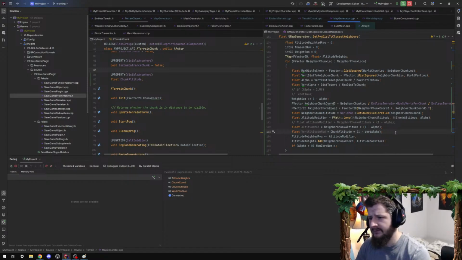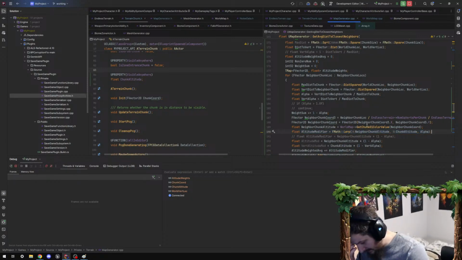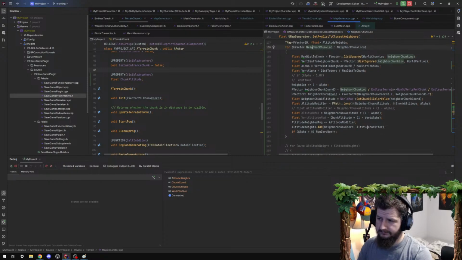I just have to kind of stare at this for a second to remember what I was doing. Yes, there's the lerp between the altitude, which feels correct. But I'm wondering if I shouldn't just lerp with one value, I should lerp with 2 values. The 2 values being the distance from the vert in question to its chunk's center, and the distance from the vert in question to the neighbor that we're considering. And then we should lerp between those values.